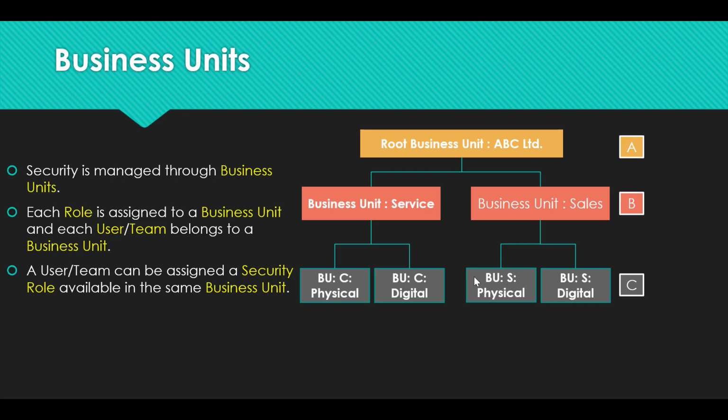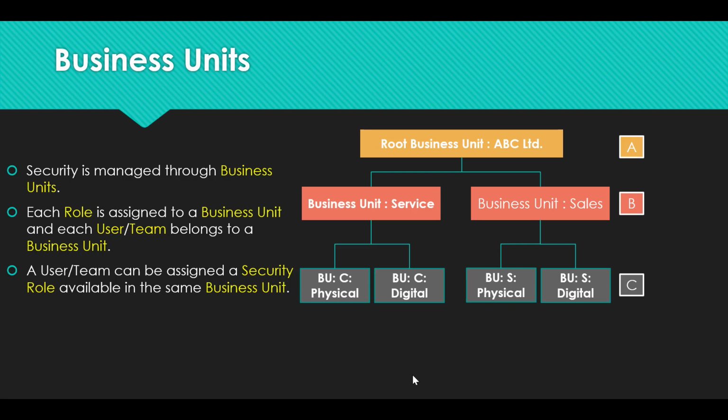Now, this is just an example where we have ABC Limited Company as a root business unit, that is the level A. Now, under that, we have departments, service and sales, which are the level B business units. And under service, we have level C, which is the physical service and the digital service. Similarly, for sales department, we have physical sales and we have digital sales.